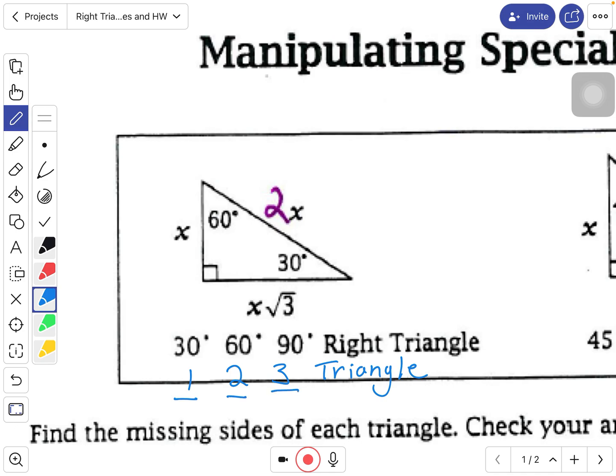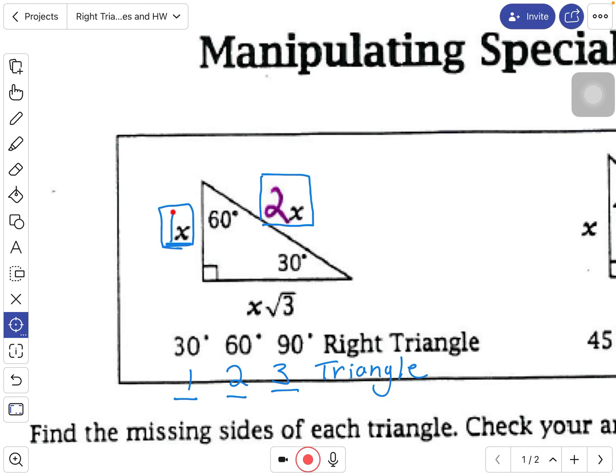The 1 is actually hiding in the side that's across from your 30-degree angle because there's an X there. So the short side of this triangle is always what I'll refer to as X, or 1X. The hypotenuse, which is our longest side, is where the number 2 comes from. You can take your short side, this guy right here, and double it to get the hypotenuse. So that's the number 2 hiding in our problem.